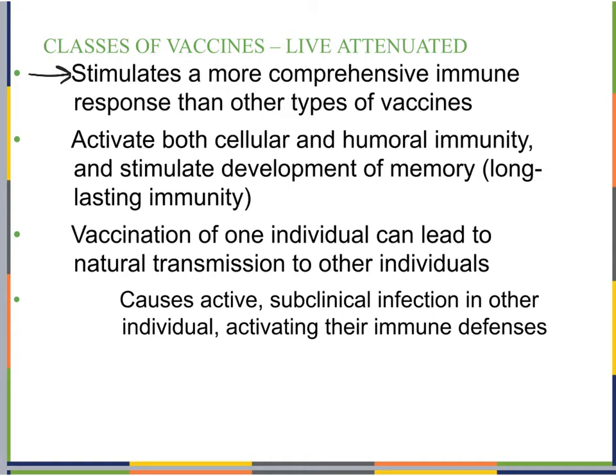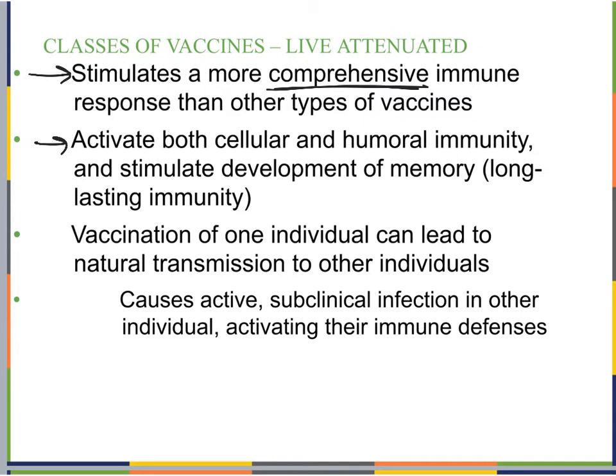When it mounts this large immune response, then we have a more comprehensive back end, meaning that we have more memory B cells, more memory T cells, more antibodies floating around, so that if we get exposed to this pathogen again naturally, we have a better immune system response because our first response was such a strong response. In this case, we're activating both our cellular and humoral immunity because it is live. And so as a pathogen, it is going to try to get inside of our cells and reproduce inside of our cells.